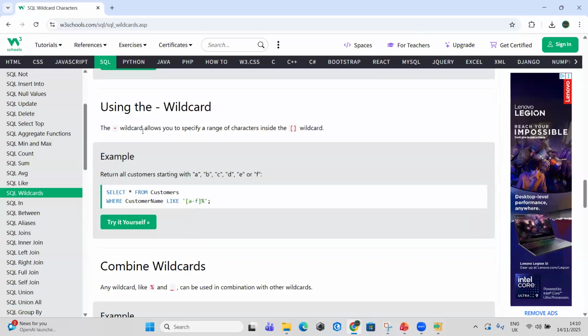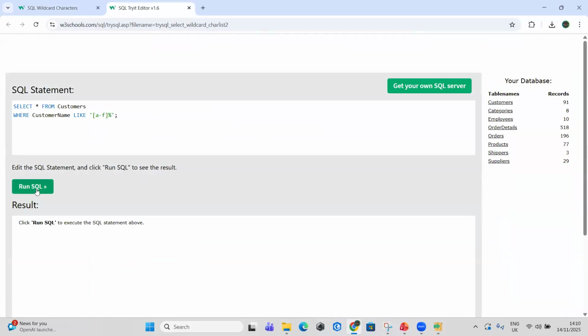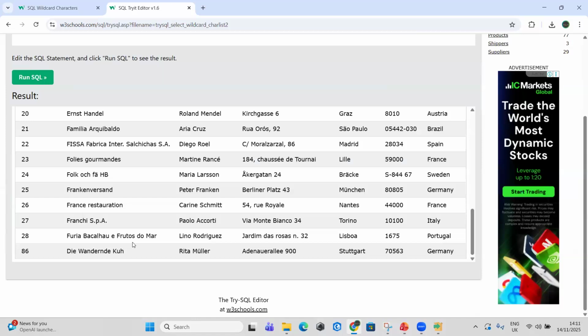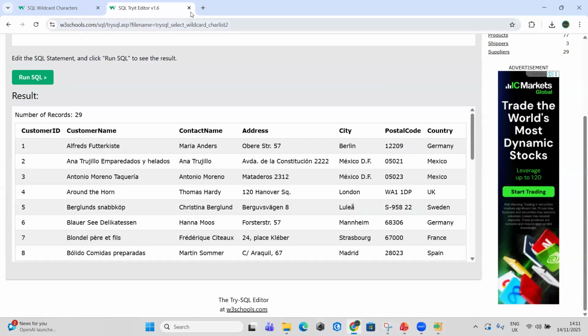So in this one, it is specifying a range. This minus or dash is a kind of range. So it says the customer name can be anything from A to F. The starting letter of the customer name can be anything between A and F and it can end with anything. So this time A to F: A, B, C, D, E, F. Okay, so D comes before F.